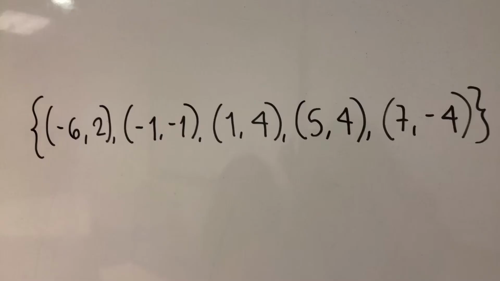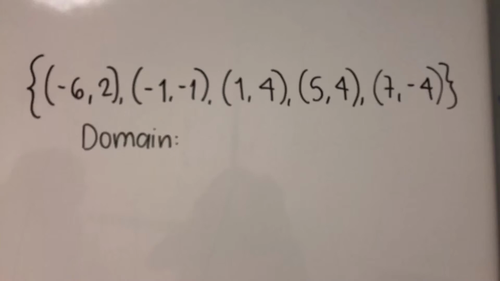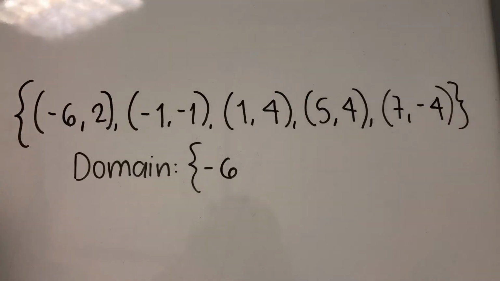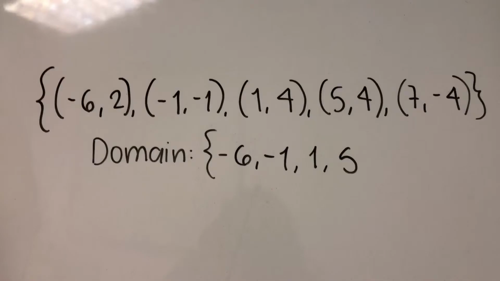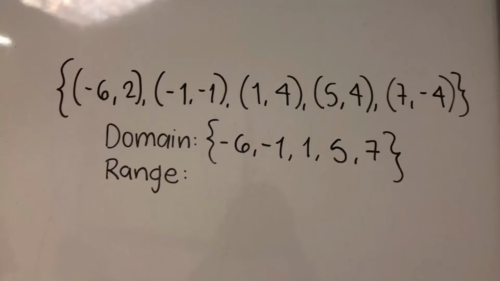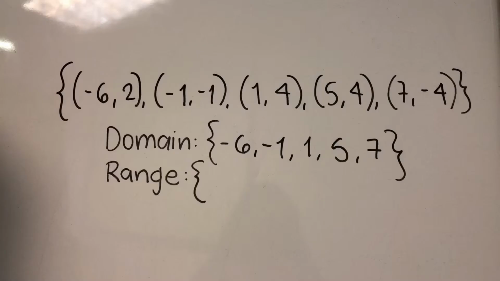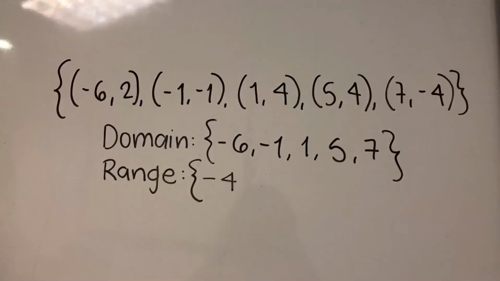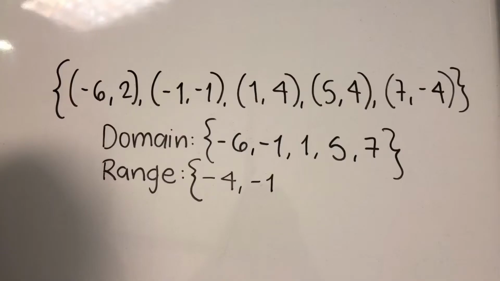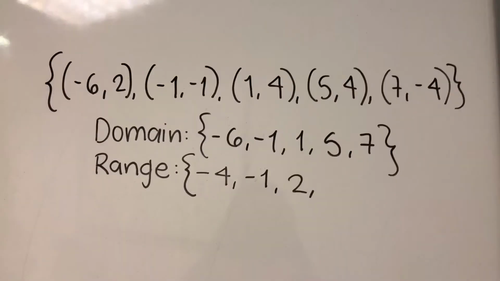We will find the domain, which is x, and the range, which is y. The domain is -6, -1, 1, 5, and 7, and the range is 2, -1, 4, and -4. Remember, you don't repeat, in this case, 4.